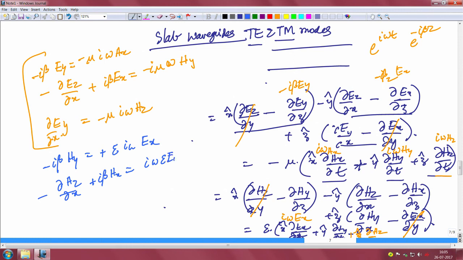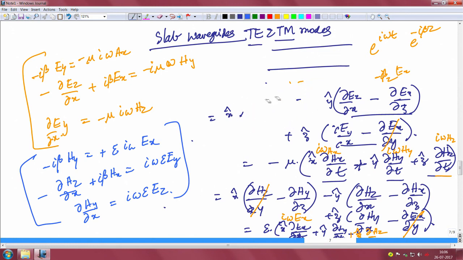Ey. And finally, one more, dHx, or which is the z component, Hy by dx equals epsilon I omega Ez. So, these are the two distinct sets of equations. I think we will erase so that we can use this space properly.